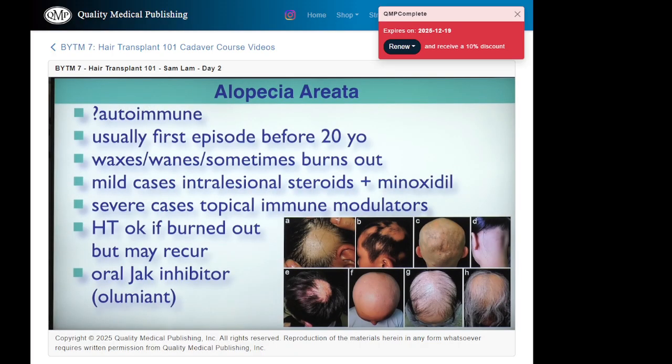Alopecia areata, we don't know exactly what causes it. We think it's probably a T-cell mediated autoimmune issue. When I see this, it goes to a dermatologist. I don't treat it. Usually the first episode is prior to 20 years of age. It usually waxes and wanes and burns out. Mild cases just need some intralesional steroids and minoxidil, maybe PRP, which sometimes has worked as well. Severe cases really need a topical immune modulator. Hair transplantation, in rare cases, if it's totally burned out, could work because it's non-scarring.